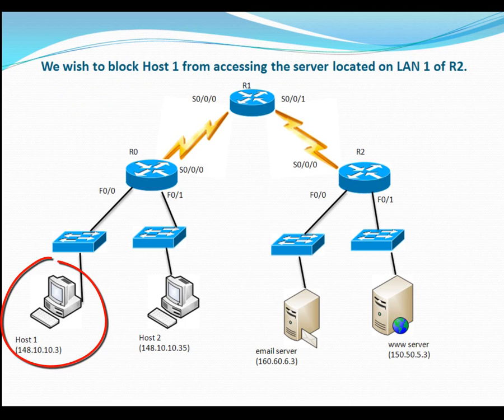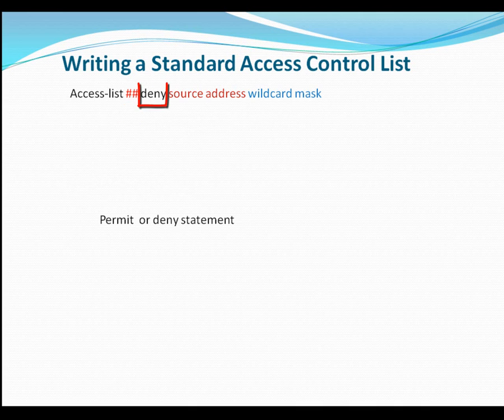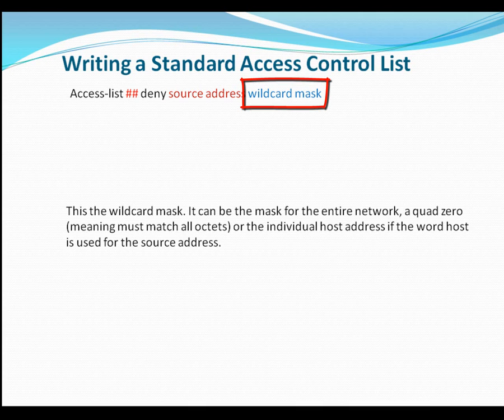We wish to block host 1 from accessing the server located on LAN 1 of R2. Writing a standard access control list. This is the syntax for an access control list. Access list 1 through 99 is your ACL number. Your permit or deny statement. Your source address. This is the source of traffic. It can be the individual host address, the word host, or the entire network. The wildcard mask. It can be the mask for an entire network, a quad 0, meaning must match all octets, or the individual host address if the word host was used for the source address.